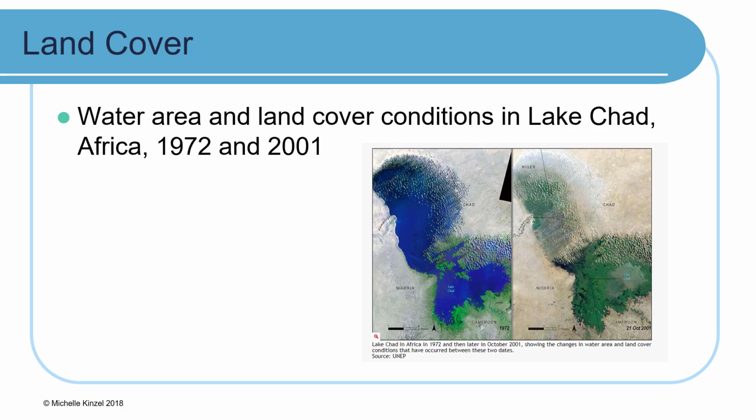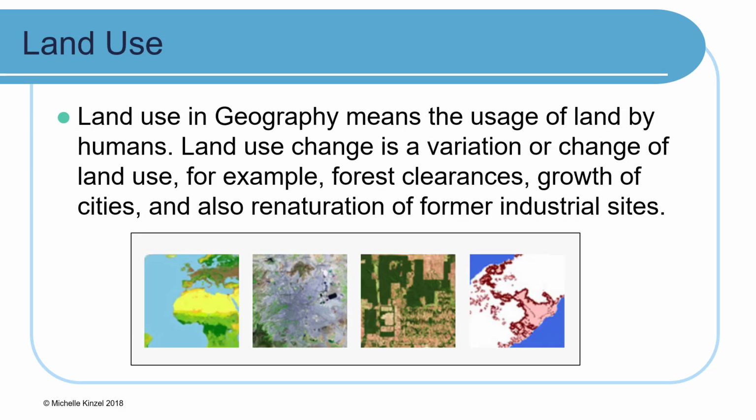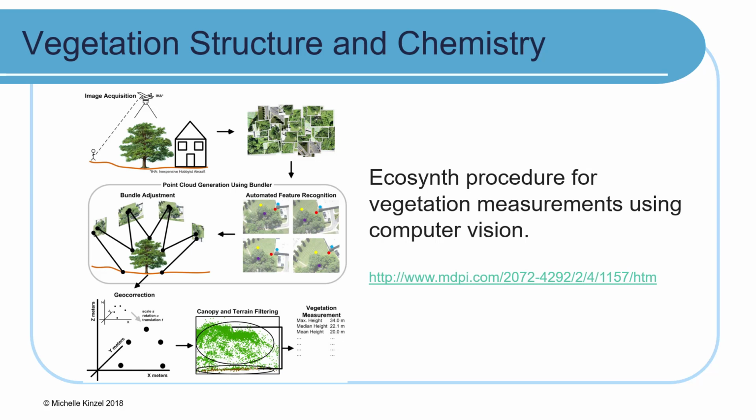It's pretty easy to see that drought is affecting this area. So land use in geography means the usage of land by humans. It's a variation or change of land use, for example, forest clearances, growth of cities, and also renaturation of former industrial sites back to more ecological areas.